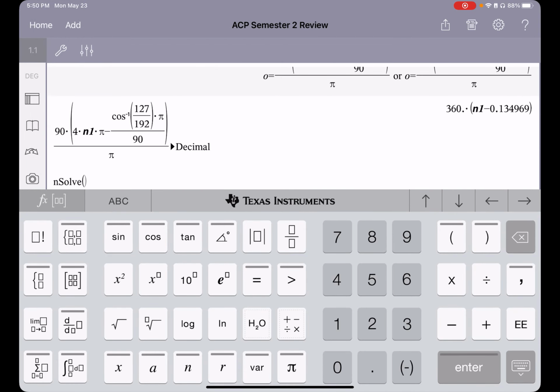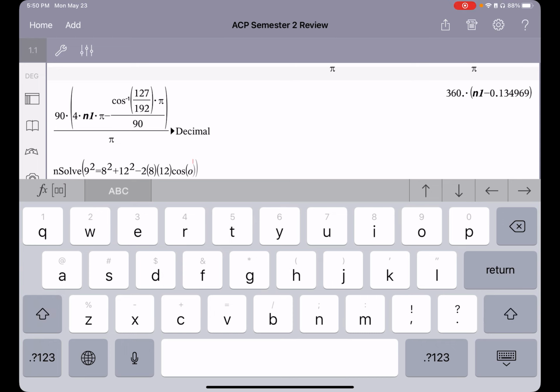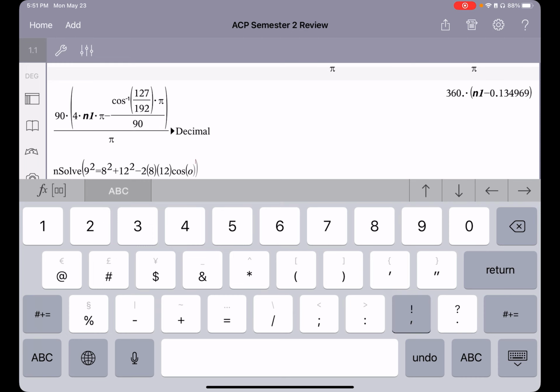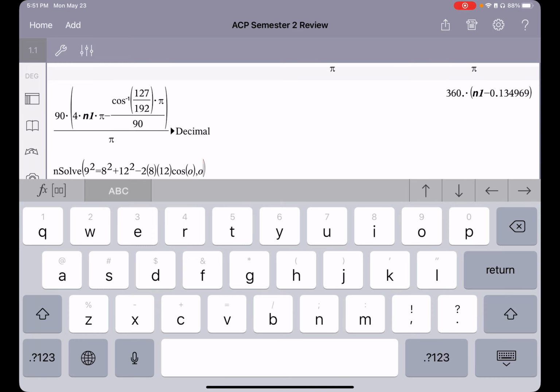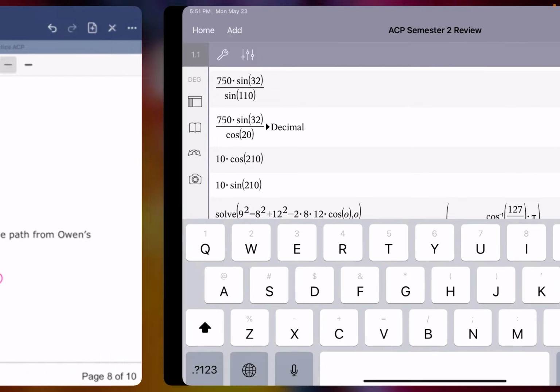Oh, I'm using the wrong thing. That wasn't NSolve. This is NSolve. Okay, let me try this again. 9 squared equals 8 squared plus 12 squared minus 2 times 8 times 12 times cosine O, and then again do comma O, and then press enter. And you get 48.58.